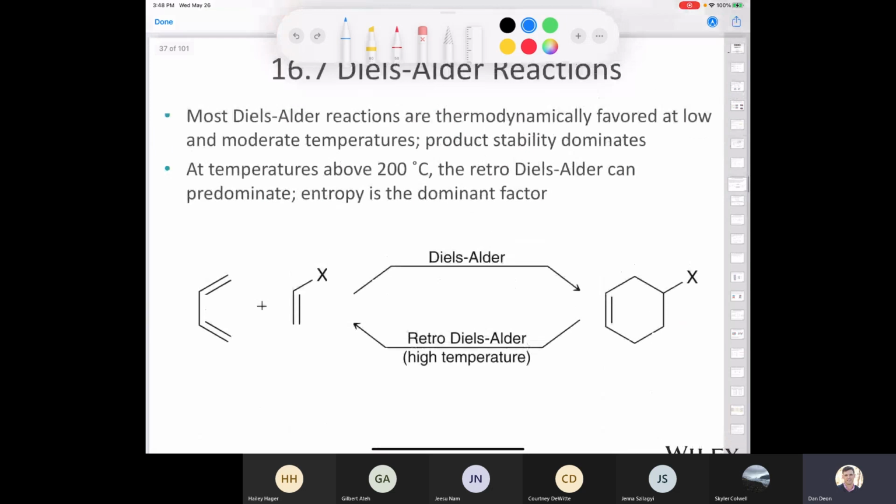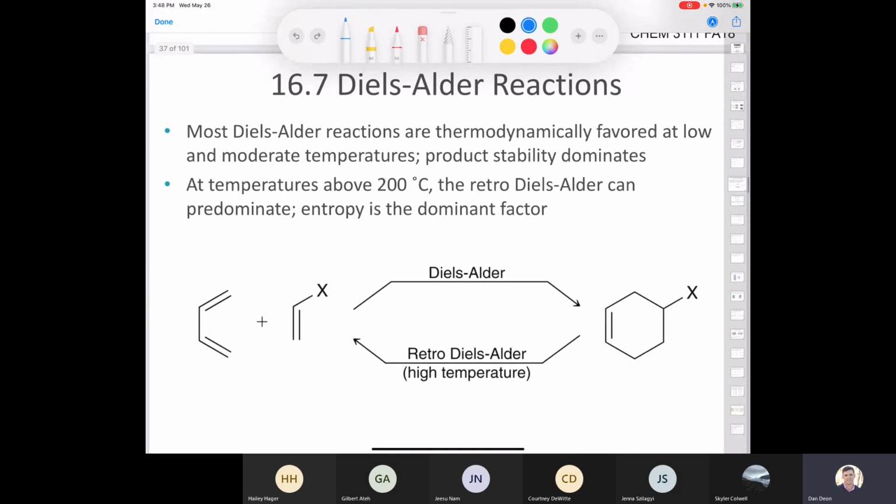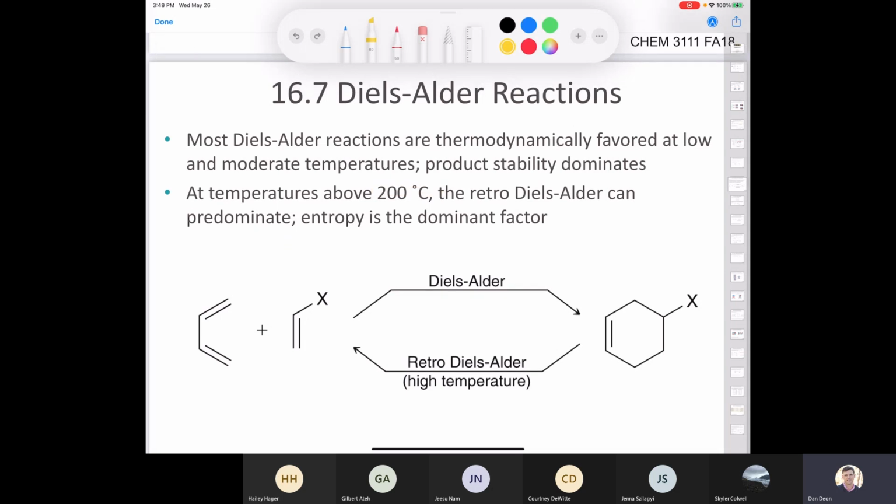Now, something that's interesting about Diels-Alder reactions is that since the product is more stable, they are thermodynamically favored at low to moderate temperatures. But what's really interesting is that if you crank up the temperature really high, you might think the reaction is just going to go even faster. But in fact, it doesn't. What happens with the Diels-Alder reaction, and you need to know this, is that when you get to a temperature above 200 degrees Celsius, what you actually do is the reverse. So if you turn up the temperature too high and you try to rush the reaction, it just goes backwards and you end up with nothing. You just go right back to your starting materials.